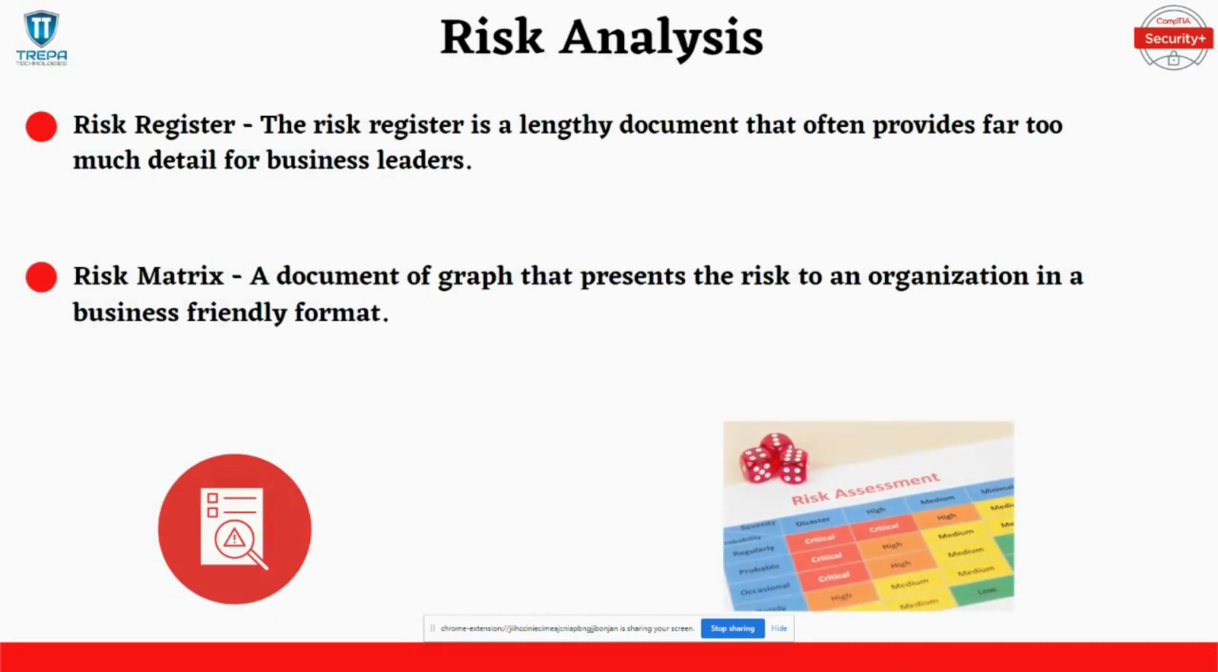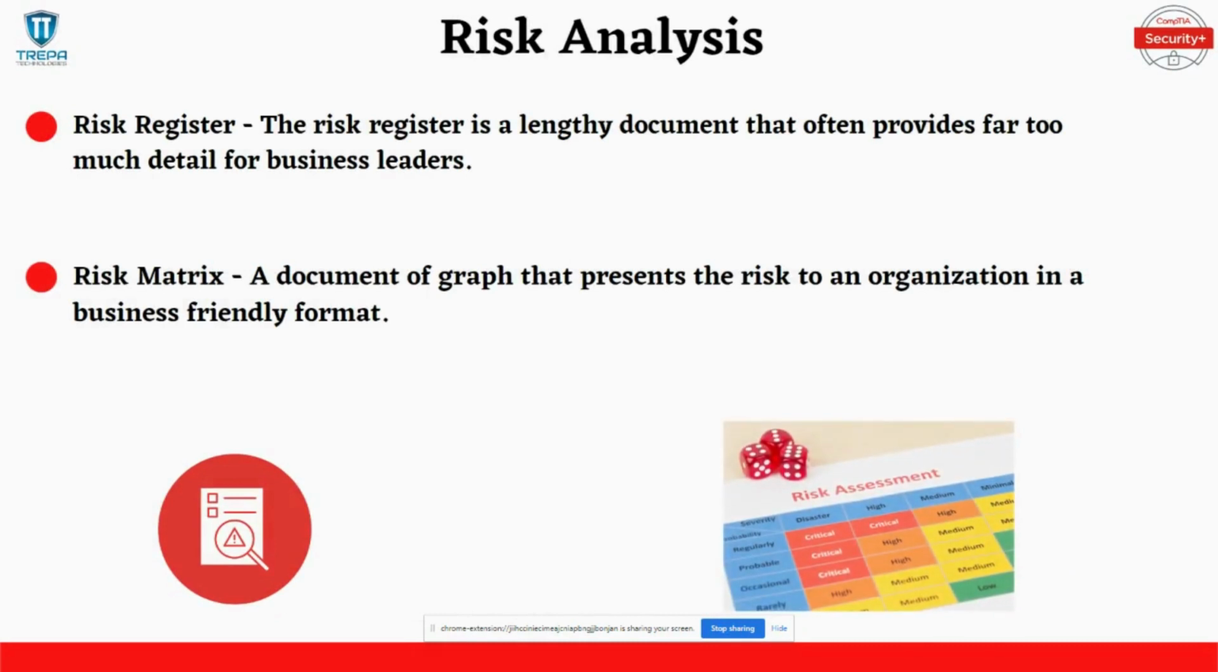A risk register is a document that provides in detail all the risks in an organization. Often this document will not be used to communicate risk to upper management because of how technical and lengthy you want this document to be. This is usually for you and your team. A risk matrix is a graph that represents the risk of an organization in a business-friendly format, right? We've got colors and critical and some numbers to go along with it.